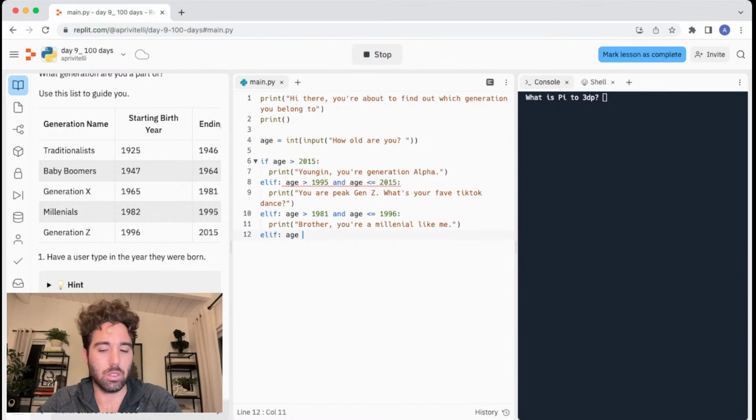1964. 1964 and age is less than or equal to 1981.